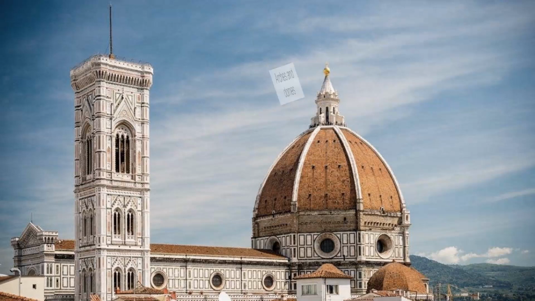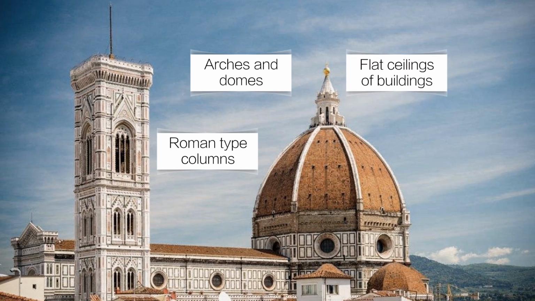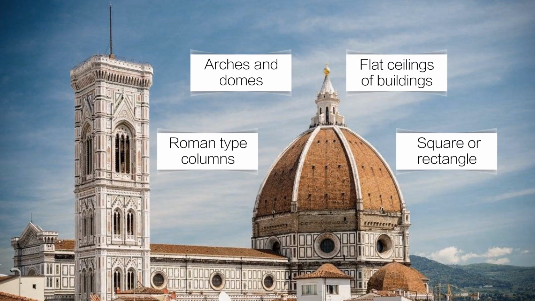Influenced by Greek and Roman architecture, arches and domes were extremely popular, and Roman-type columns were largely used. The ceilings of buildings were generally flat, which were often left open in the Middle Ages. Many buildings were built as square or rectangle shapes.